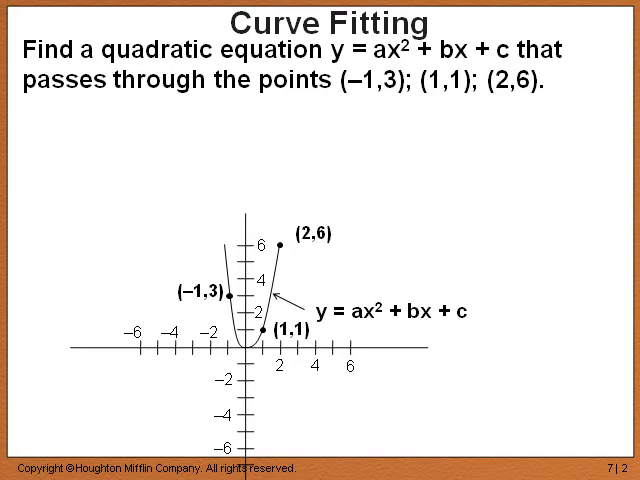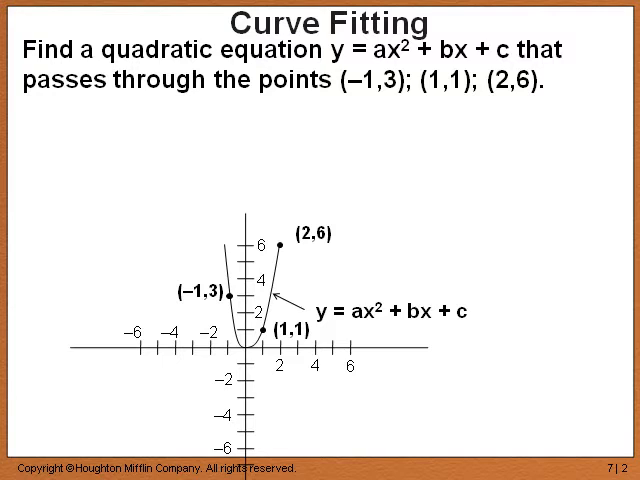So here's the problem. Find a quadratic equation in the form y equals ax squared plus bx plus c that passes through the points (-1, 3), (1, 1), (2, 6). You'll recall from last year that ax squared plus bx plus c equals y is simply one of the forms of the quadratic equation, and the curve is a parabola. That particular parabola passes through these 3 points, (-1, 3), (1, 1), (2, 6).